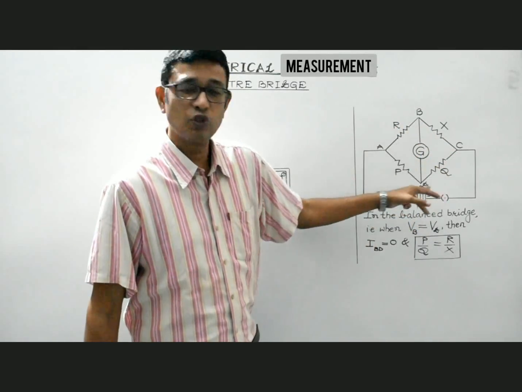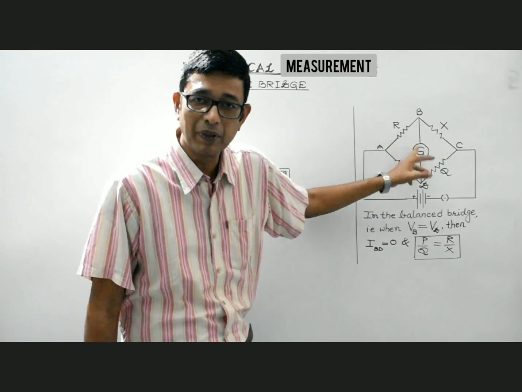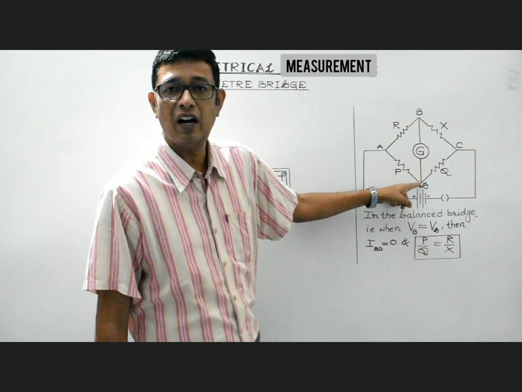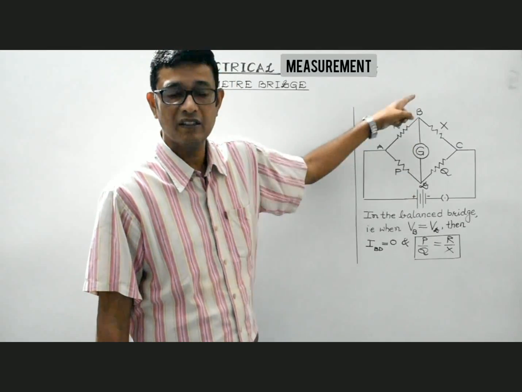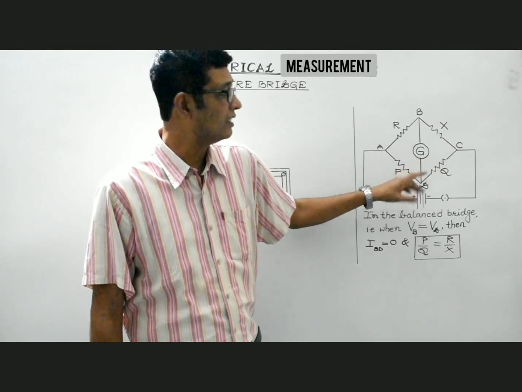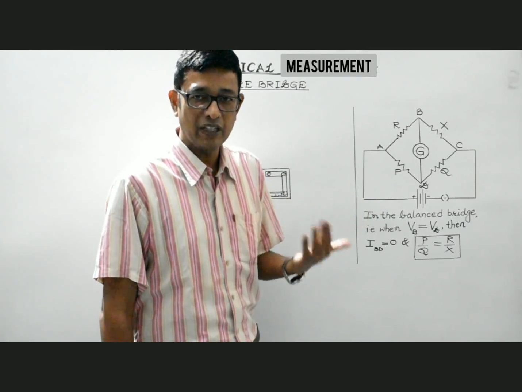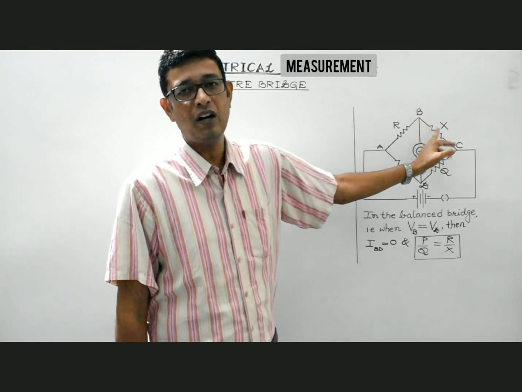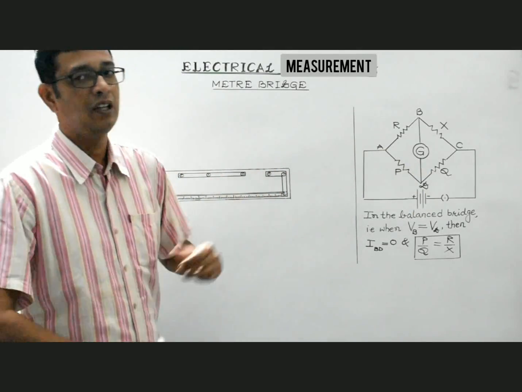This is, students, a Wheatstone bridge which consists of 4 resistances connected in the form of a bridge. In this case, if the points B and D are at the same potential, then no current flows through the branch BD. In such a case, the galvanometer shows zero deflection, and that is when the bridge is said to be balanced. And we have mathematically verified that in the balanced condition, P by Q would always be equal to R by X. So it is on this principle that the working of meter bridge is based.